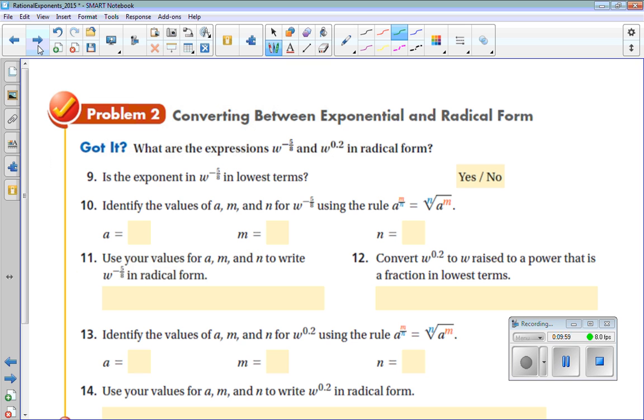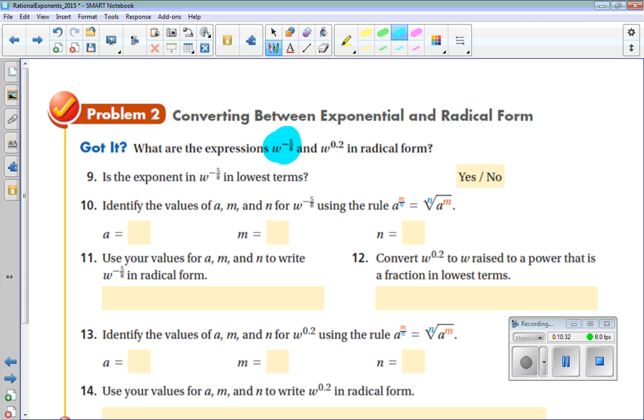So what we're going to do is convert between exponential and radical form. We're going to go in between, okay? In order to do that, let's start with this first one. It's kind of written in a strange way, but let's start with w to the negative 5/8. Right now, how is it written? Which form is it written in? Exponent form or radical form? Exponent. Okay, we don't have any radicals yet. We're going to convert it to radical form here in just a second.